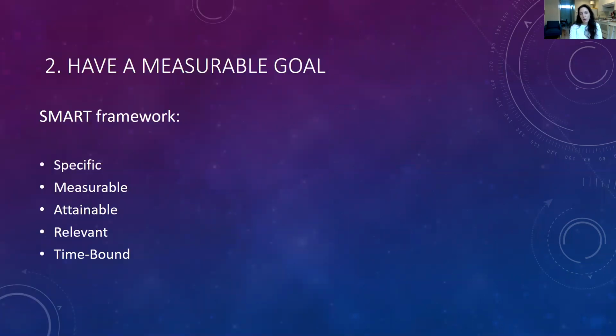So now that we have the problem and we know that it's a good fit for ML, we need to define a goal for our ML-based product, just like we would without using ML. And when we set goals and define the success criteria, we want those to be specific, measurable, attainable, relevant, and time-bound.